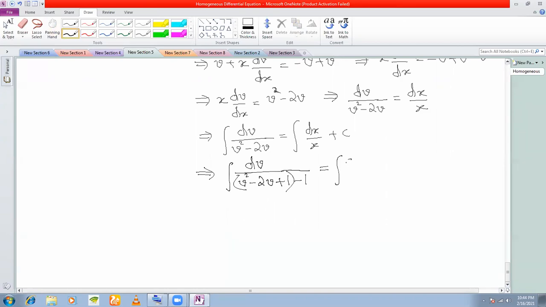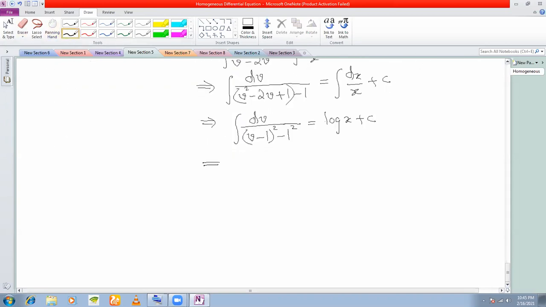It's equal to integral dx by x plus c. That means now this is integral dv by v square minus 2v plus 1, which is v minus 1 whole square minus 1. Let's write this as 1 square, is equal to integral dx by x. Let's write it as log x. Integral dx by x, we know it as log x plus c, right? Now how to integrate this?